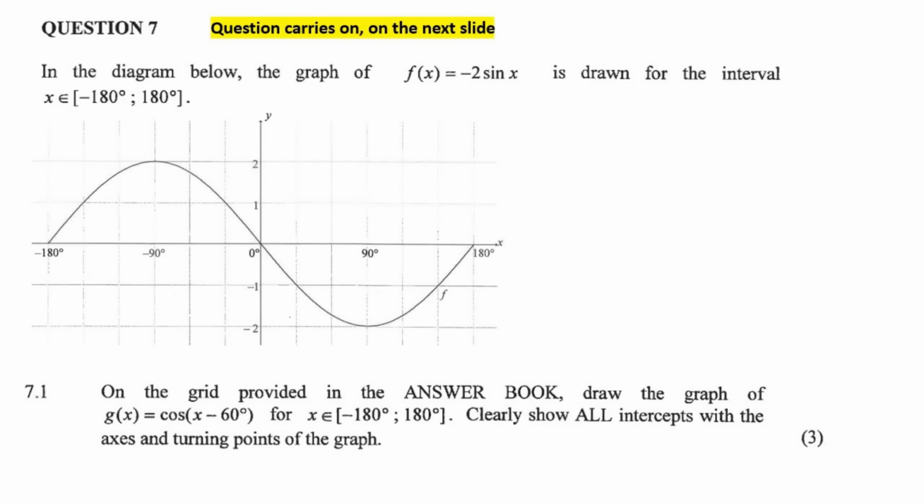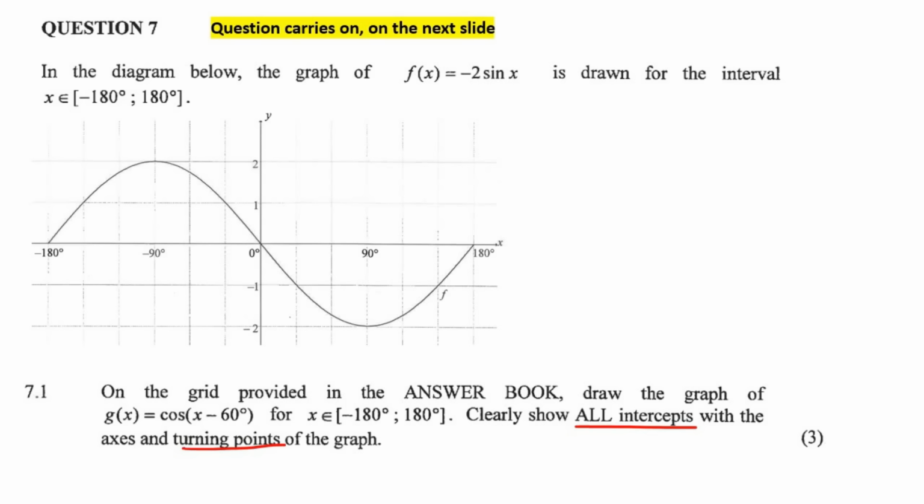The first thing I want to mention is that this question has got multiple parts, but I just couldn't fit everything onto one slide. So we are going to have more questions coming after this one. Here they tell us that in the diagram below, the graph of f of x equals negative 2 sin x, which they've drawn for us, is drawn over the interval minus 180 up to 180. On the grid provided in the answer book, I'm just going to use this as my answer book, but you guys will be given one in your exams. Draw the graph of this over the same interval, showing all the intercepts with the axes and the turning points. So they want us to show all the intercepts and the turning points.